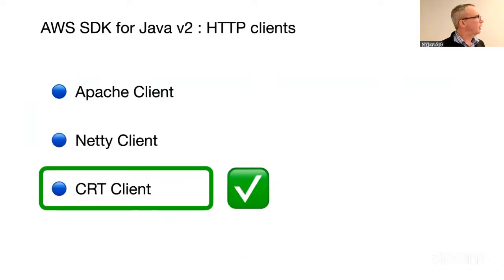But that's not all. It turns out that this SDK is designed to interface with a variety of HTTP clients. This is like the transport that's sending the request to Amazon. So if you want to send a request to S3, it has to go through some HTTP layer. And they designed it to be pluggable. And they provide implementations of their pluggable interface. So you can use the Apache HTTP client. You can use Netty as your client. But the new recommendation from Amazon is to use the CRT client.